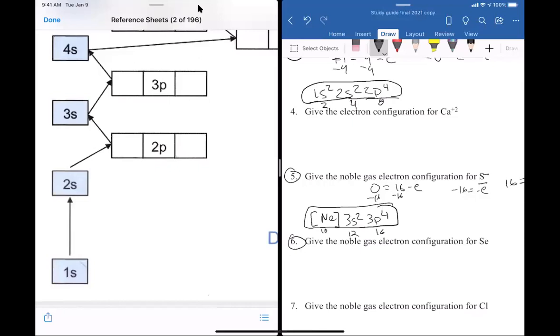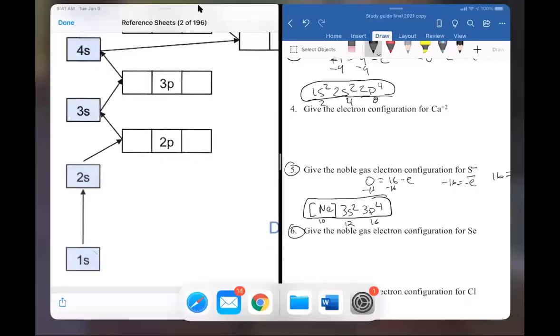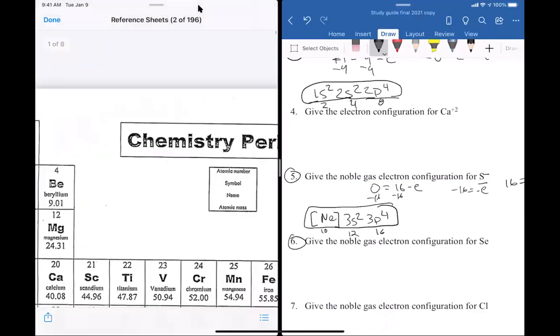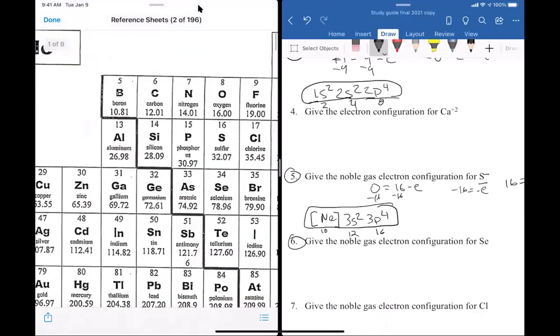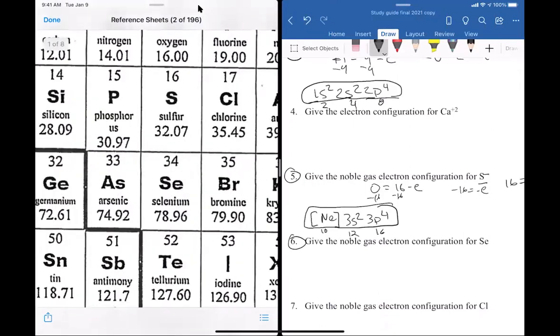Okay, guys, let's go through number 6 just for time purposes. Give the noble gas electron configuration for Se. So remember, we have to find out what the atomic number of Se is. So Se should be somewhere here. What's the atomic number for Se? 34. Okay, so it's 34. No charge, that means it's 0 equals 34 minus E. Negative E equals negative 34, or E equals 34.